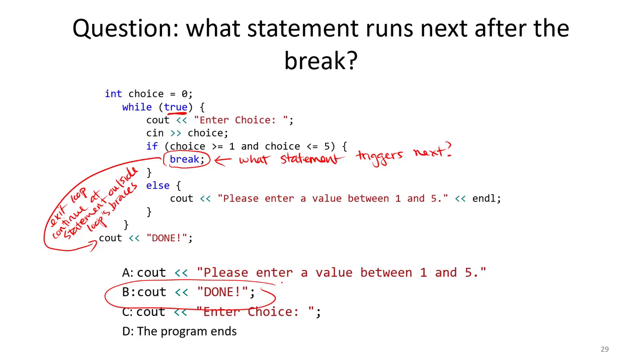Remember, in this case, the else statement will not trigger because the if statement had triggered. And so nothing else is inside of our loop. And so we immediately move outside our loop and see that "done" triggers.